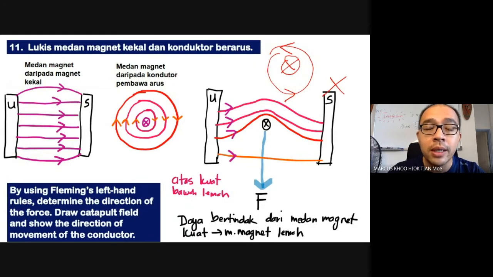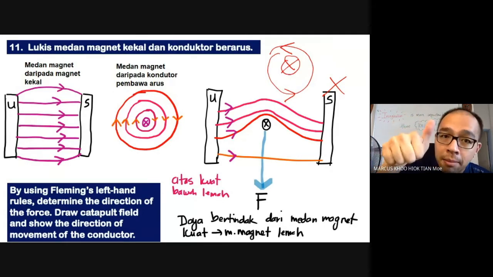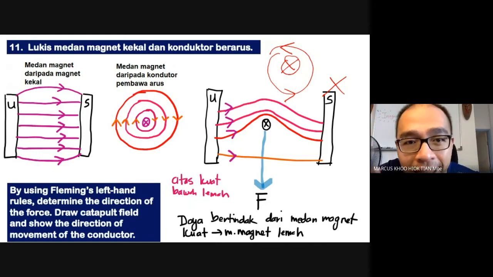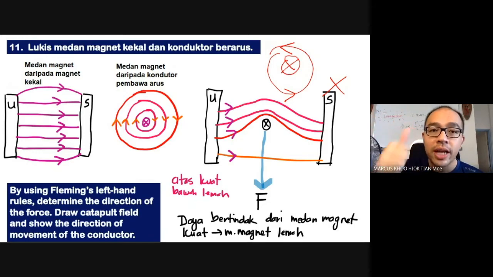How do you know whether it is going clockwise or anti-clockwise? Again, your thumb, right hand. Your thumb is supposed to show the direction of current. If X, it means the current is coming out.